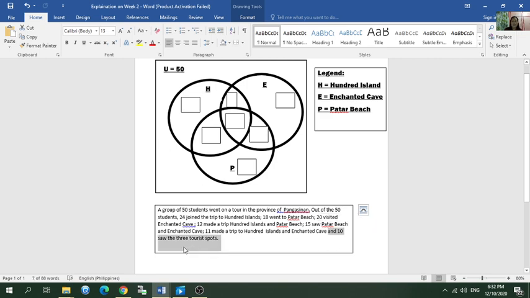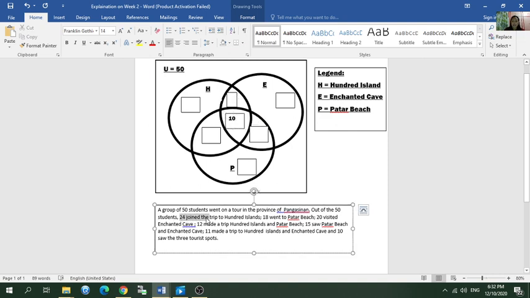Okay. Dito sa last part na ito, last given. 10 saw the 3 tourist spot. Saan natin ilalagay ngayon yung 10? Take note that in the video, when we say all or 3, it represents as the intersection of the 3 sets. So, dito natin ilalagay yung 10. Yan. Next.